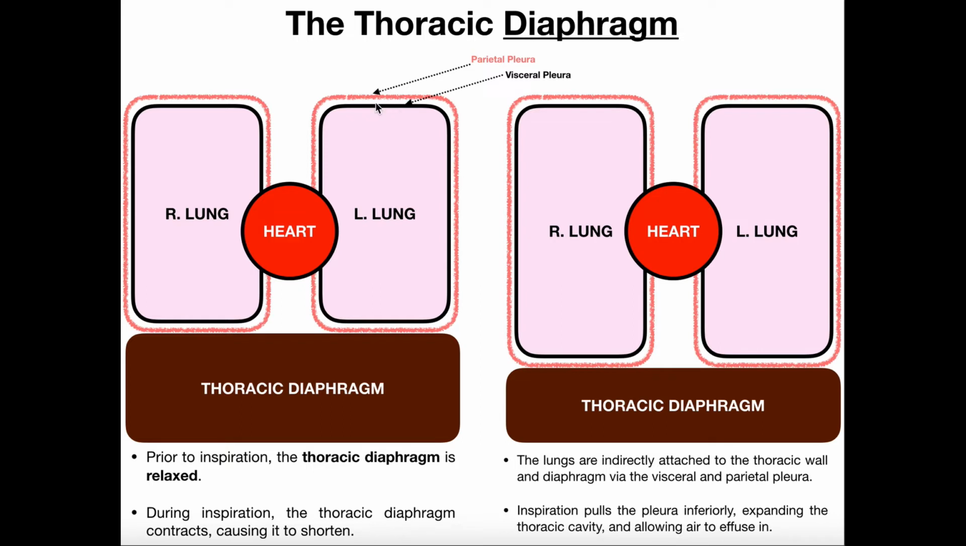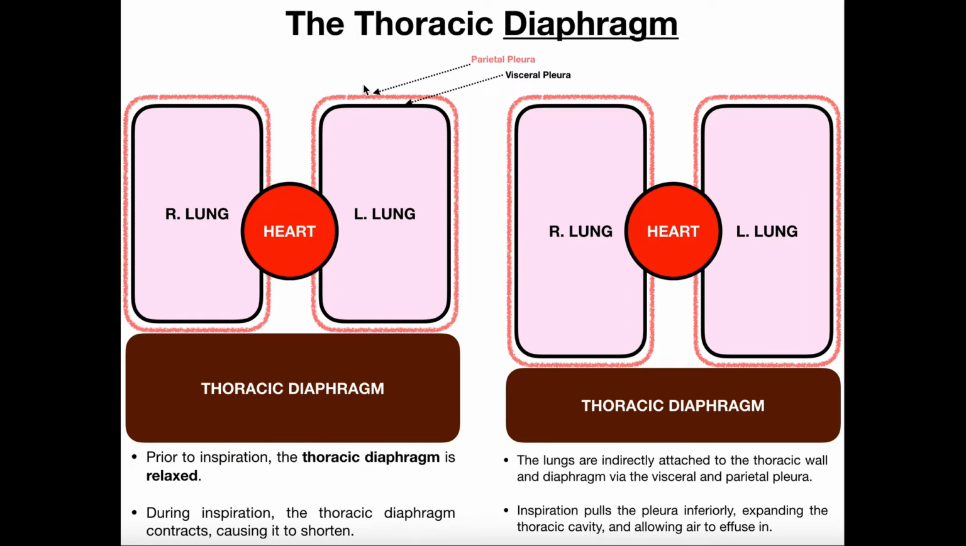Okay? Now, what's important to understand, even though I haven't really drawn it very well in this picture, is that the visceral and parietal pleuras are basically connected to one another. They don't appear that way here, but they are physically connected to each other. We'll talk about that in a later video, how that works.